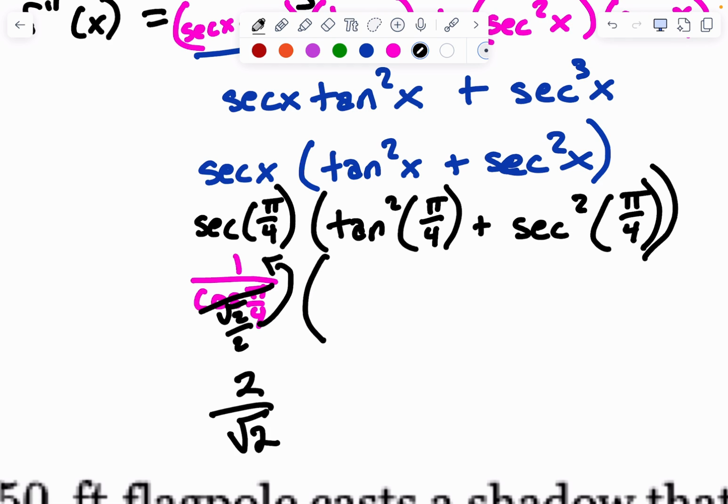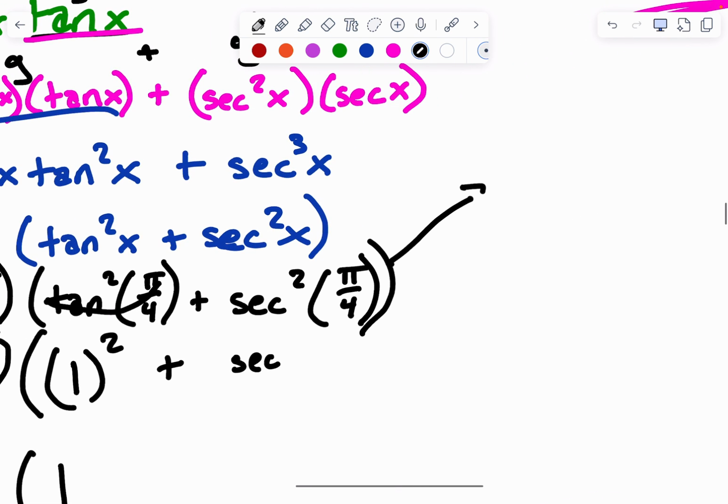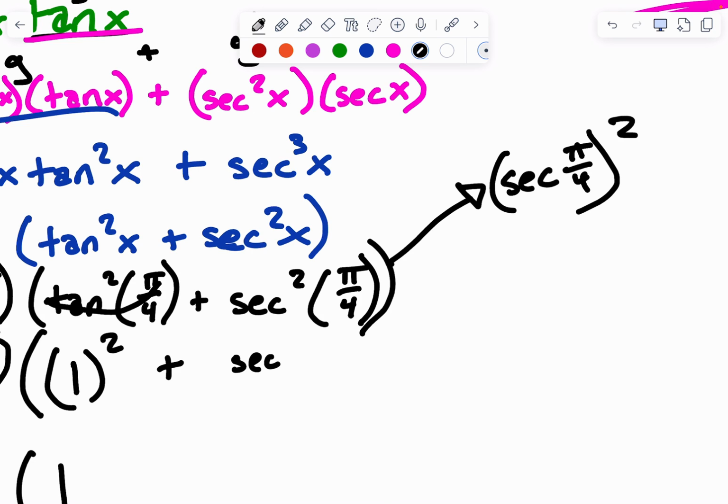Times tangent of pi over 4 squared, right? What's tangent of pi over 4? 1. And I want to take that guy and I want to square it. So that is just 1 plus secant squared of pi over 4. This means secant of pi over 4, that whole thing squared, right? How do I find secant of pi over 4? 1 over cosine of pi over 4.